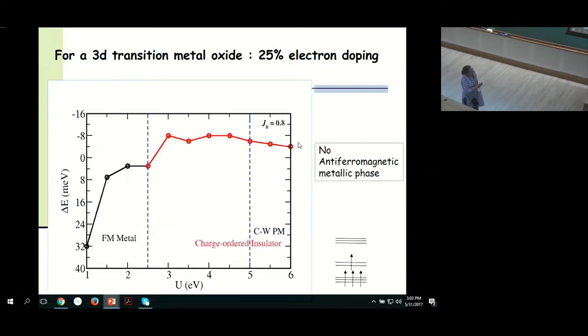Yeah, this is doped, 25%. Same doping percentage because it's going into this one, so it's going to the EG level. Therefore it favors a ferromagnetic ground state. Okay, I'll just show you one more result.